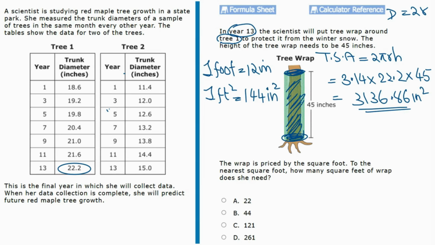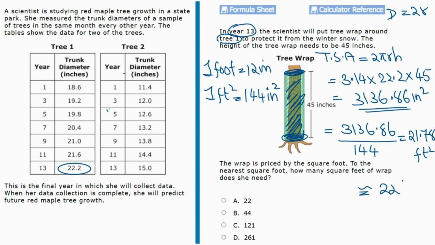So what you have to do is just divide 3136.86 by 144 to convert this inch square into foot square. That is going to be 21.78 foot square, and you can approximately write it as 22 foot square.